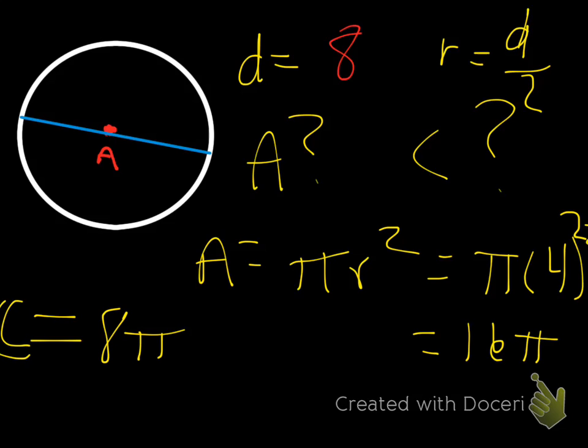Now it won't always be half. Alright, so 8 is half of 16. It's not always going to work out that way, so don't assume just because I was using powers of 2. That's the only reason it worked out that way.